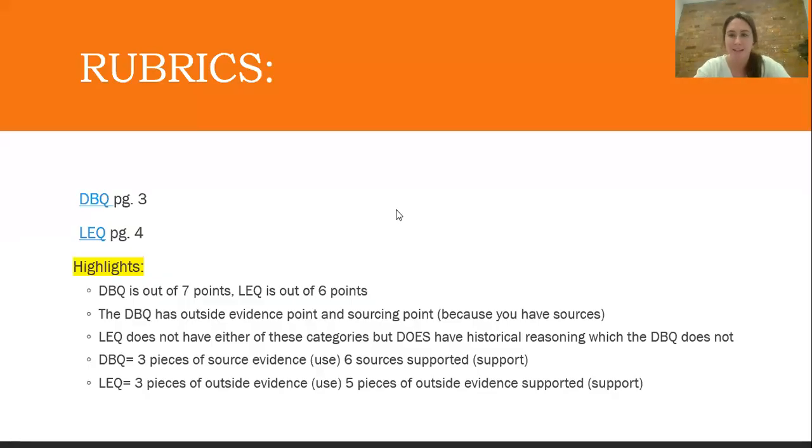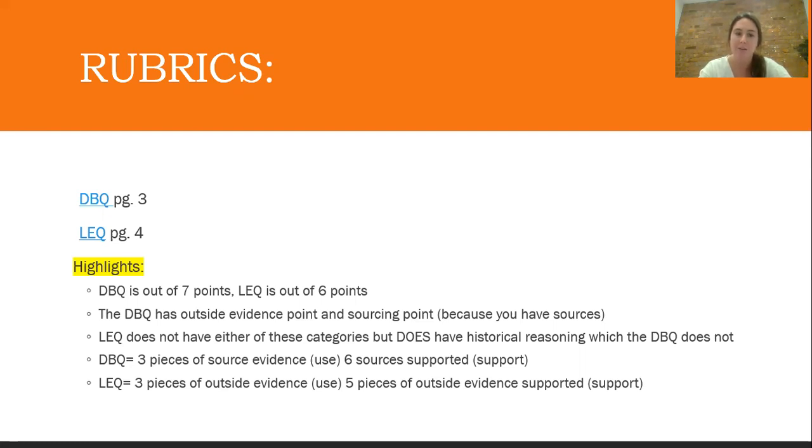And we can see the highlights down here at the bottom in terms of what are the differences. Well, the DBQ is out of seven points, and the LEQ is out of six points. The DBQ has outside evidence point and sourcing point because you have sources. So using outside evidence gets you an additional point, and sourcing those documents gets you that additional point as well. The LEQ does not have either of these categories, but it does have a historical reasoning point, which the DBQ does not. That is, remember, framing your argument around that historical thinking skill, such as comparison or things like causation.